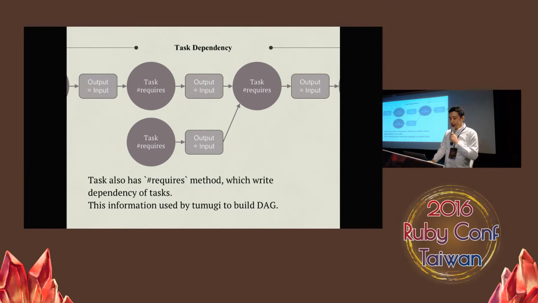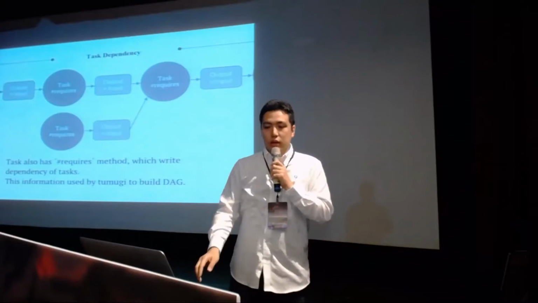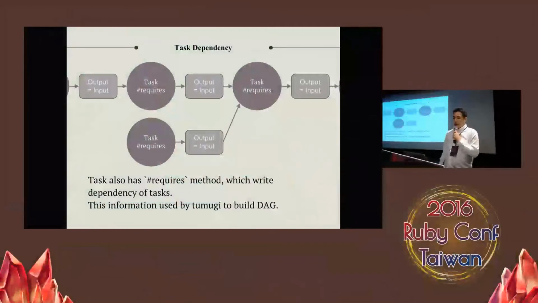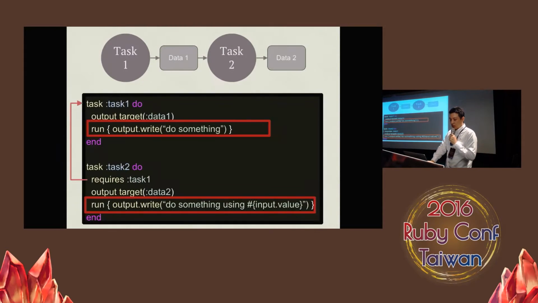The requires method information is used by Tsumugi to build the internal DAG. So Tsumugi parses the DSL, picks up the required information, and internally builds a DAG in memory.